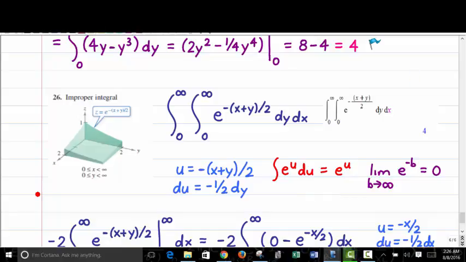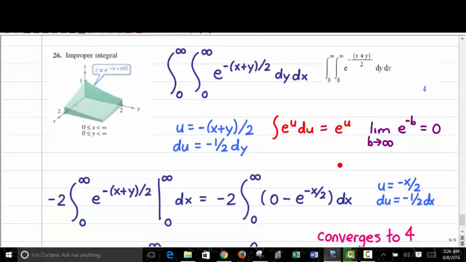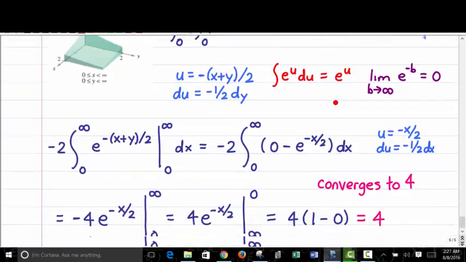We'll see what happened here. So I did the u substitution with respect to y the first time, so dx would be 0, dy would be negative 1/2 dy, and the limit as b goes to infinity of e to the negative b would be 0. So then you have the negative 1/2, which makes it negative 2 out here when you divide by negative 1/2. Then you have e to the b, and put infinity in there. It's going to make e to the negative infinity basically go to 0.